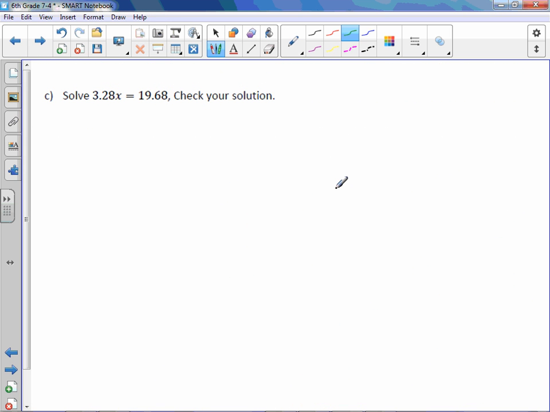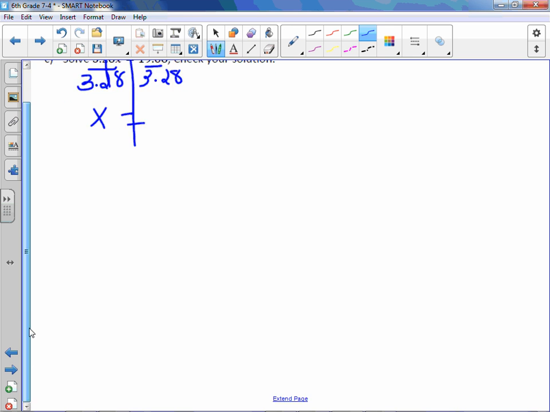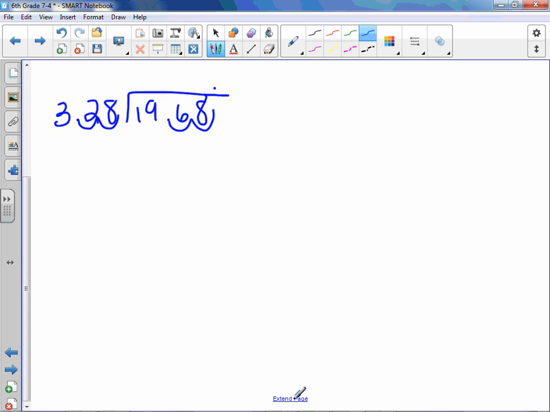Letter C, solve 3.28x equals 19.68. So now decimals. We still work it the same way. The 3.28 is multiplied by x, so we need to divide both sides by that 3.28. So we have x equals, I need to do some long division. So 3.28 into 19.68. Need to move my decimal over twice to get rid of it, put it up top. So 328 into 1,968. Looks like I'm going to have to do a little guess and check here.